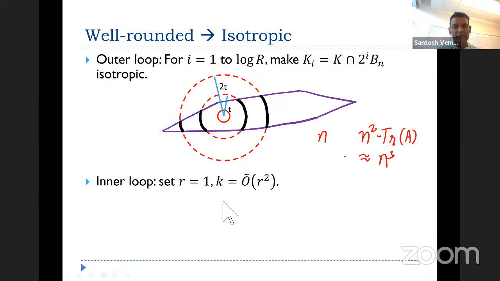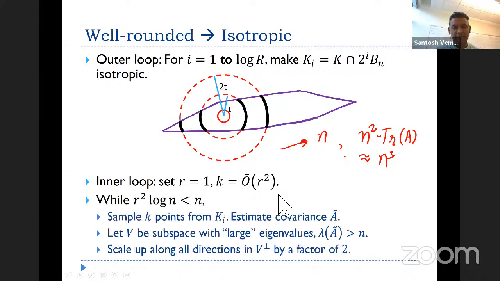The way we'll do that is the following. I'm gonna state the algorithm here and then we'll discuss it in detail. So the naive way to do it is to use n samples each time, right? Rather, we won't use n samples. So when we start out and it's well-rounded, we have a ball of radius 1, we're gonna use very few samples, just O tilde R squared, so about R squared times polylog n.